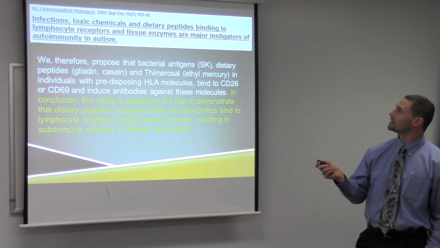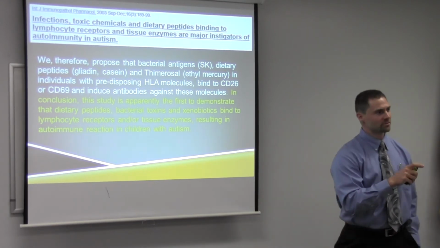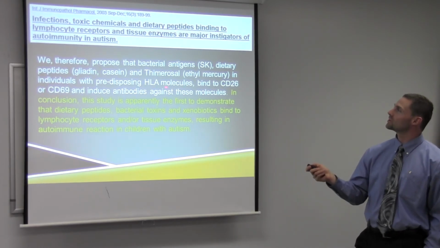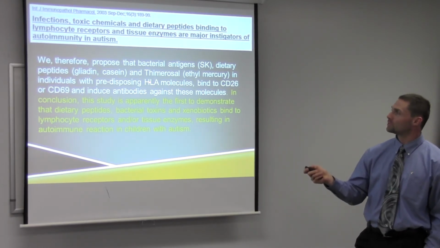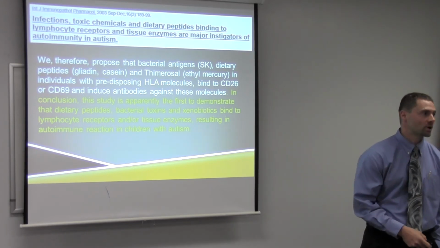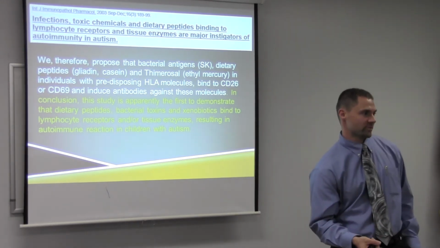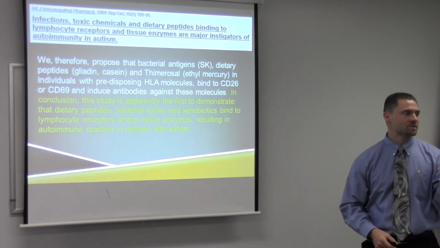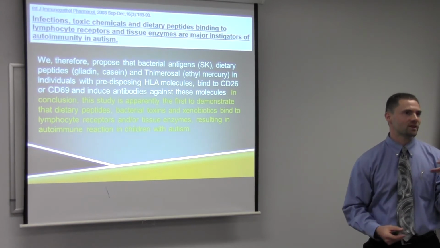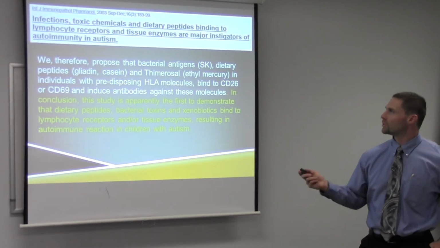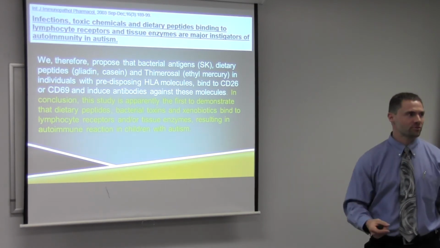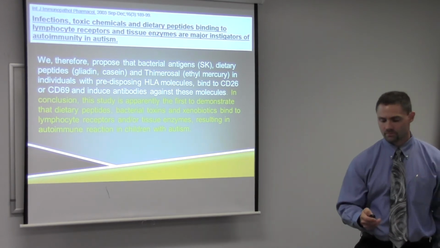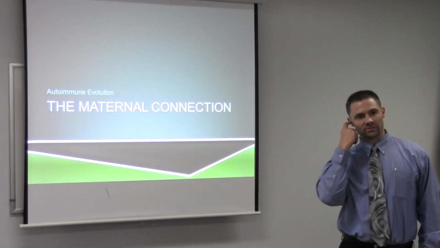Okay? And then if you go a little bit further in here, this is the perfect storm scenario, in individuals with predisposing HLA molecules. So those are molecules on your immune cells, on your lymphocytes. Okay. So if you have that HLA molecule, which has a genetic correlation, and you have exposure to these triggers, now you're possibly going to run the risk of developing autoimmunity here. So let's look at this maternal connection.